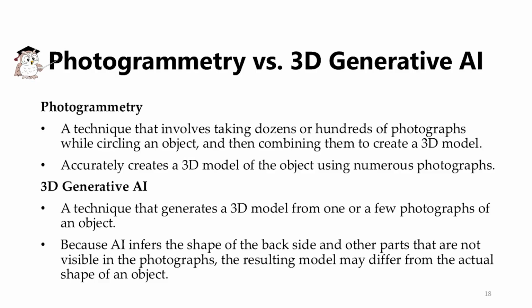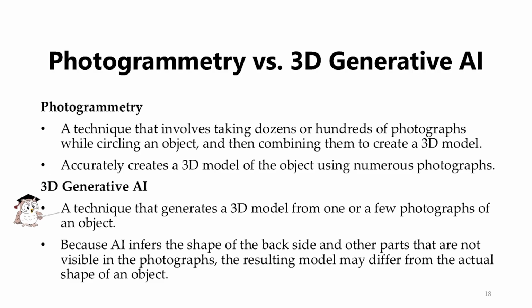Recently, 3D generative AI has become quite well known. For example, Meshi AI and Hitam 3D are famous ones. This explanation will clarify how these differ from photogrammetry. Photogrammetry is a technique that involves taking dozens or hundreds of photographs while circling an object, and then combining them to create a 3D model. It accurately creates a 3D model of the object using numerous photographs.